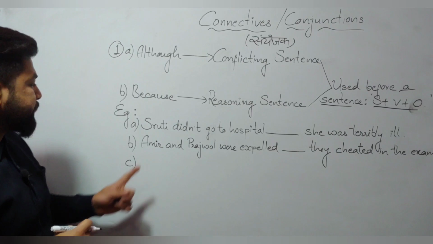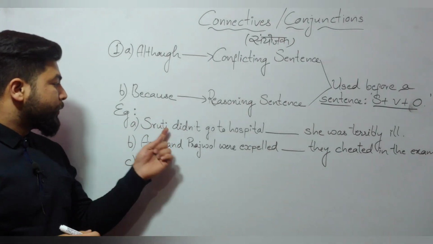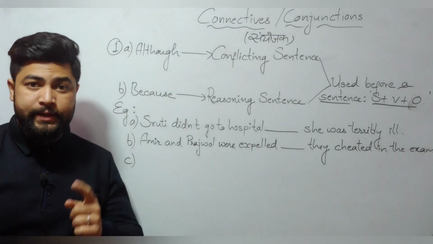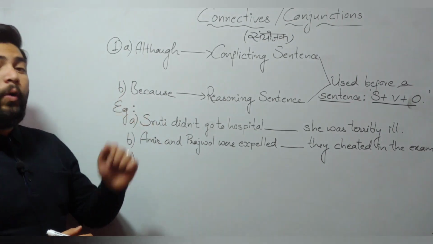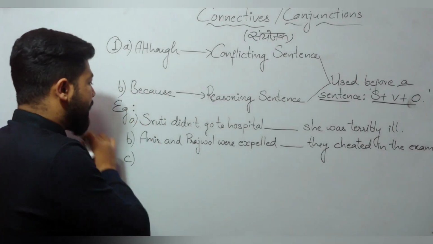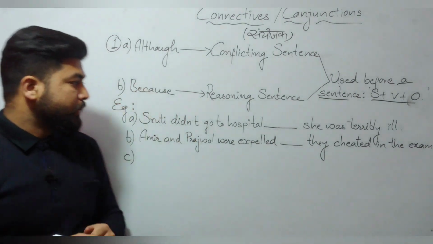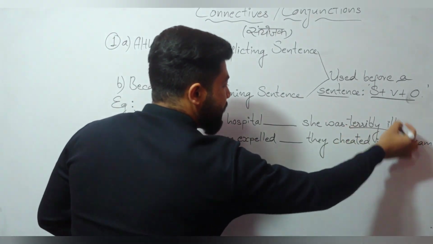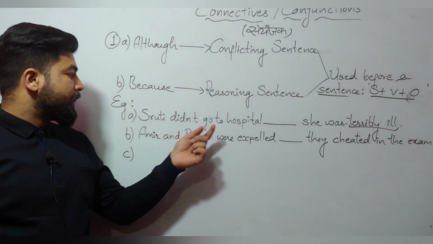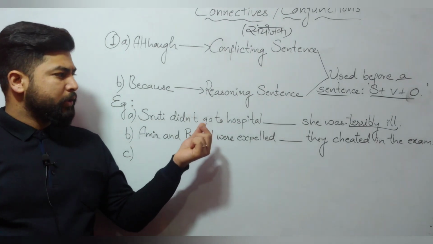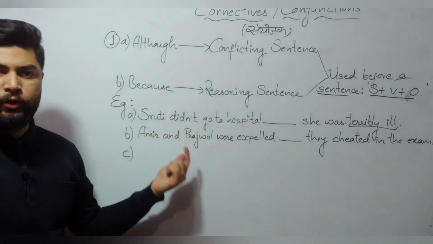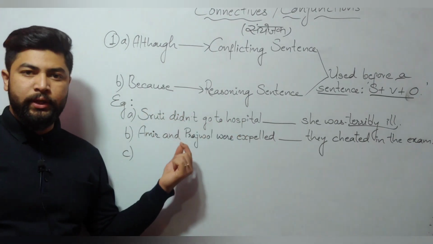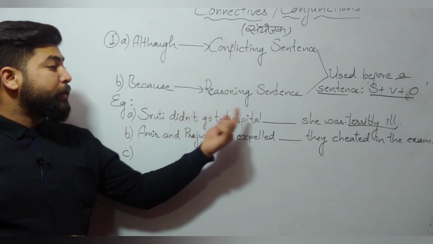Just an example. Example A says Shruti did not go to a hospital. You have to be really careful, okay? Because the first step is to find out whether the given sentence is reasoning or conflicting. So example A says Shruti did not go to hospital. She was terribly ill. So terrible illness is one thing, and here not going to hospital. Oh my god. So she was terribly ill. She did not choose to go to hospital. Means this is conflicting, because illness and not going to hospital, they're opposite. So this brings conflict in a sentence.